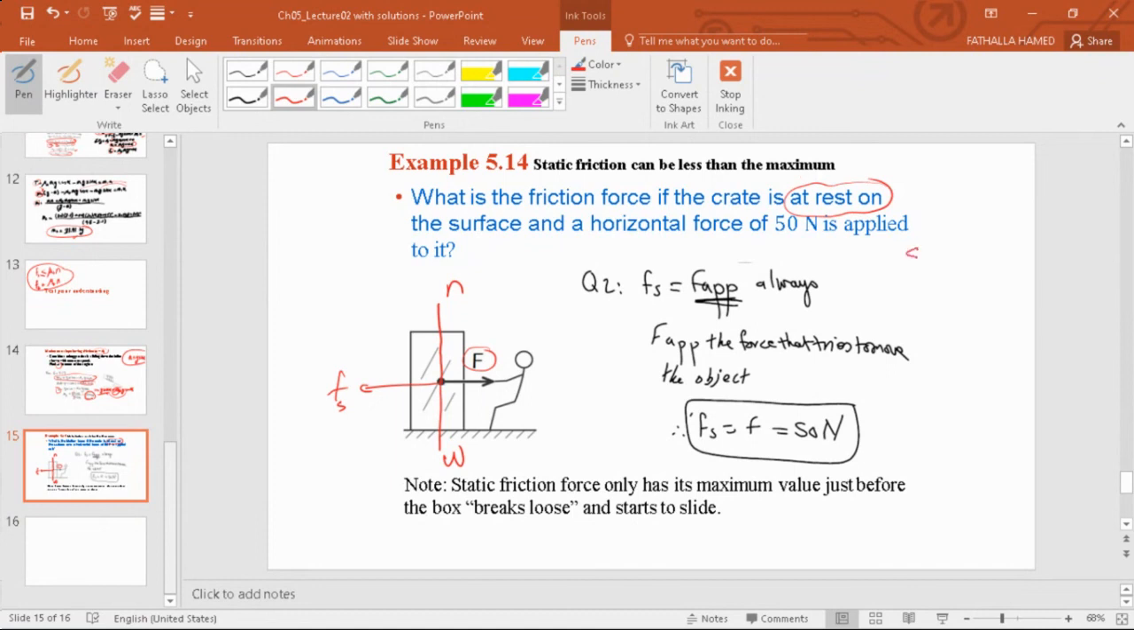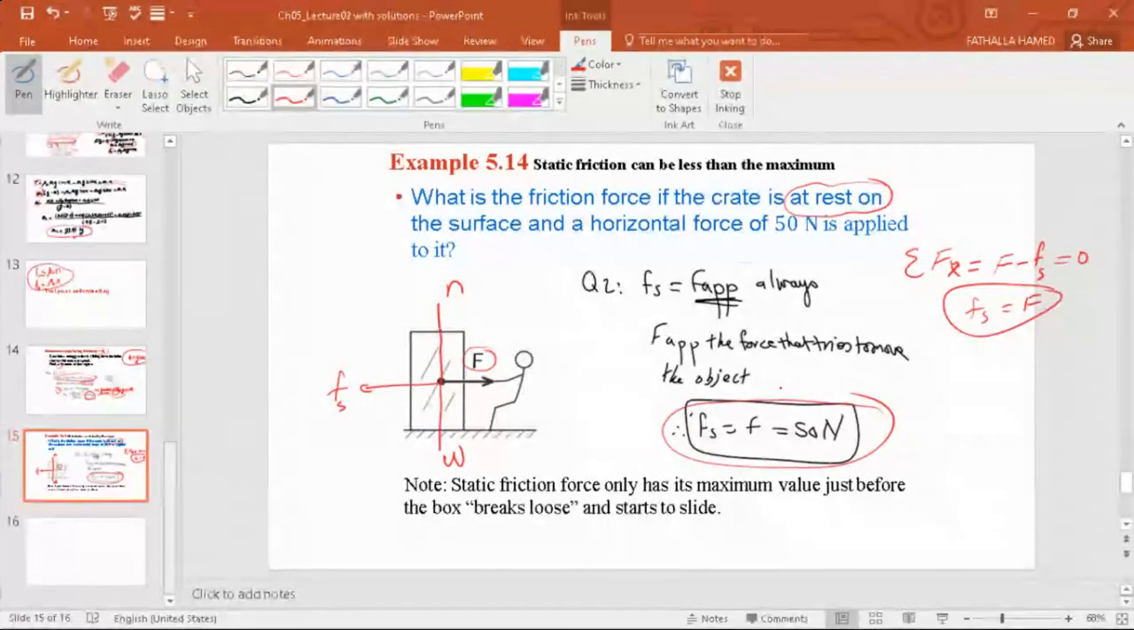So if you look at the summation of the forces along the x-axis, it will be the applied force minus the force of static friction equal to 0, meaning that the static friction should equal the applied force, and that's why it's 50 newtons here. And of course, it's not the maximum static friction yet, that's why it's still at rest. When you achieve the maximum static friction, then it can break loose and start moving.